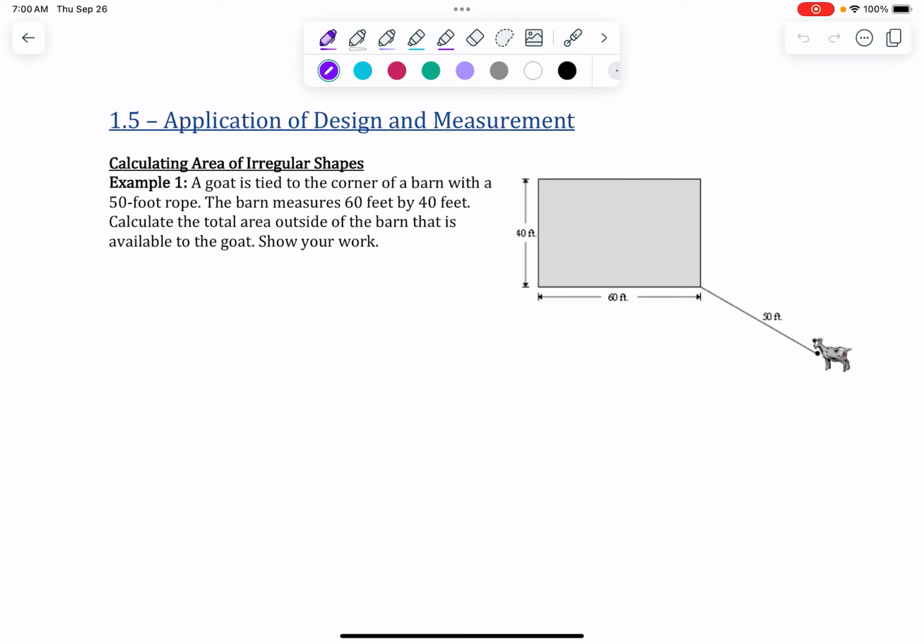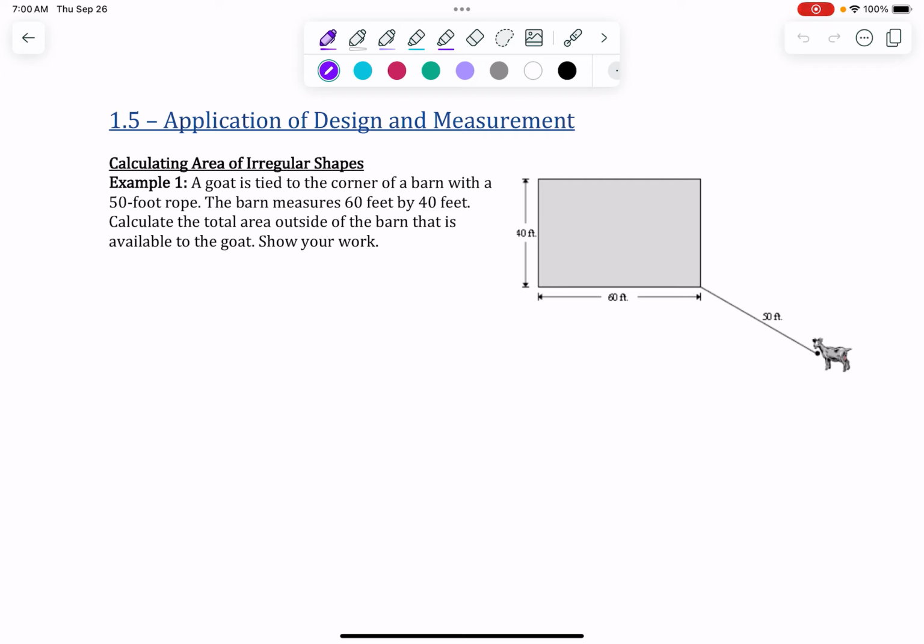So this first example, we have a goat. It's tied up to the corner of a barn with a 50-foot rope. The barn measures 60 feet by 40 feet. We want to calculate the total area outside of the barn that is available to the goat.